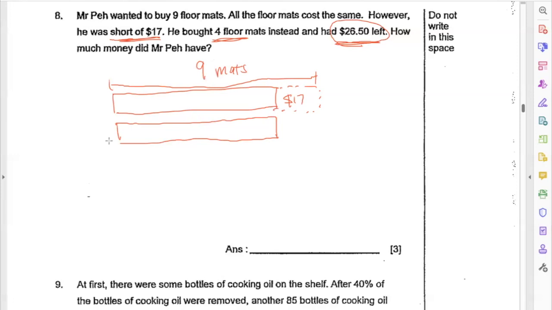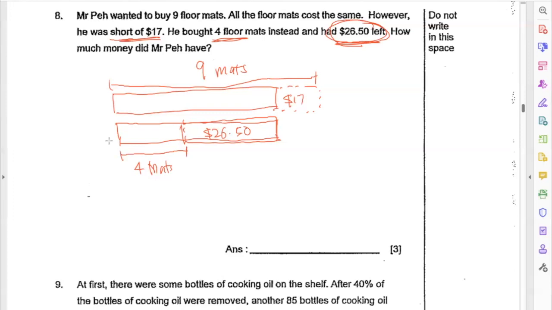So buying 4 floor mats, he wouldn't use so much of his money. So let's say he used until here, 4 floor mats. This chunk here will be the amount of money left, and that is equal to $26.50.